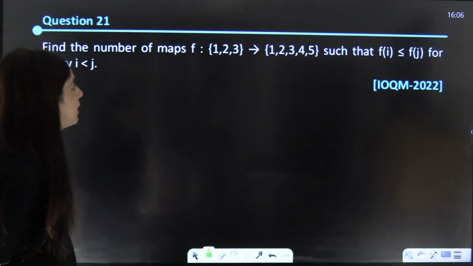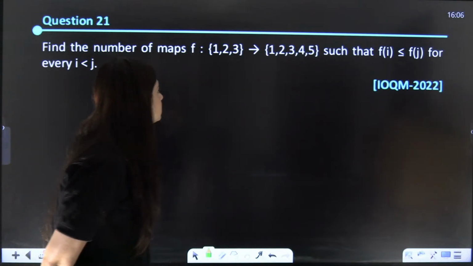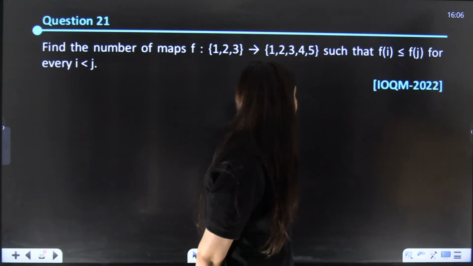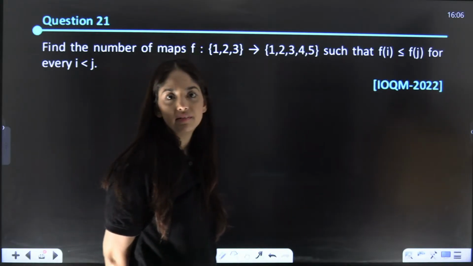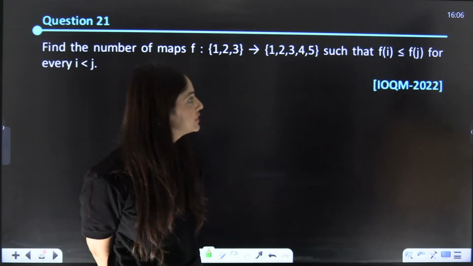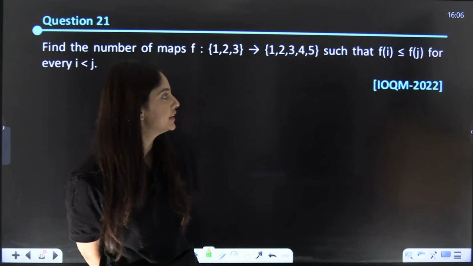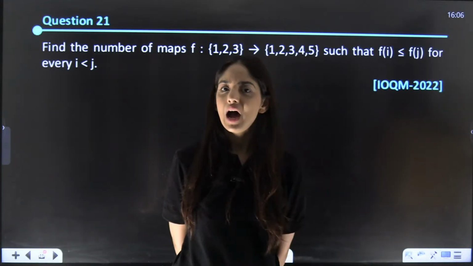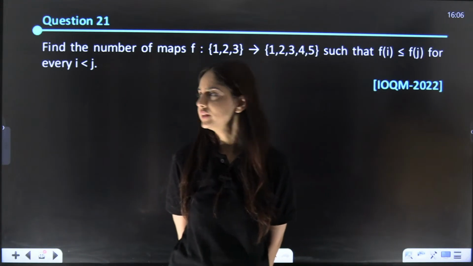Find the number of maps F from the set {1, 2, 3} to the possible values {1, 2, 3, 4, 5}, such that f of i is less than or equal to f of j. This is a pretty standard problem. We'll look at how we can actually do it, but just try it once.